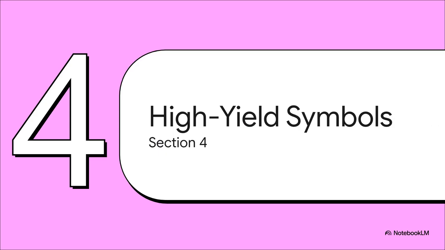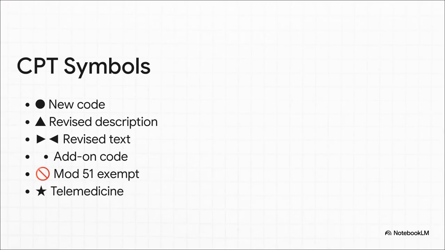Section 4, high-yield CPT symbols. These symbols act as the vital street signs of your manual, and knowing them builds up your decoding speed big time. Let's group them mentally to make it easier. For code updates, a solid bullet means a brand new code, while triangles, whether that's a single triangle or facing triangles, indicate revised descriptions or revised text.